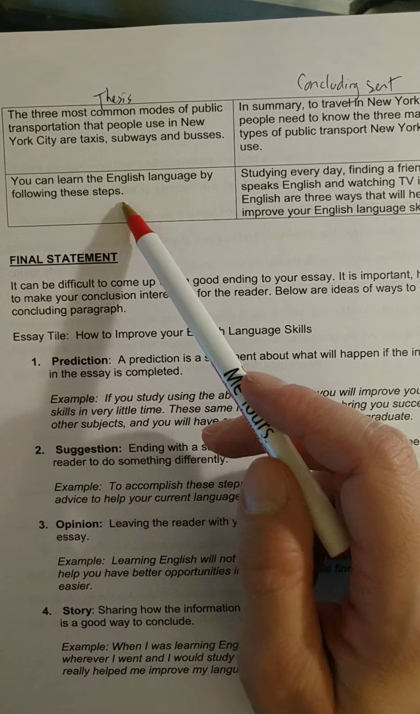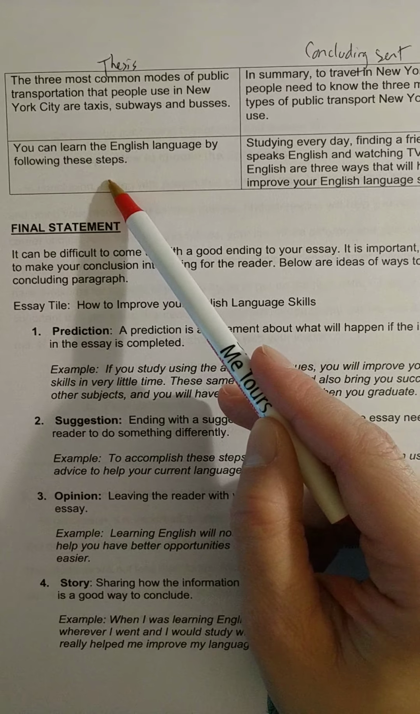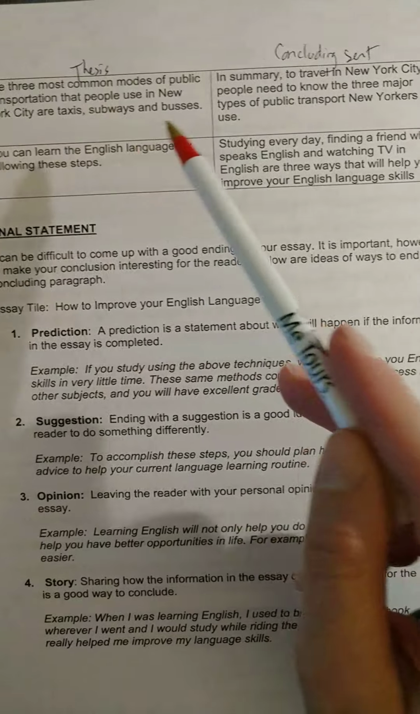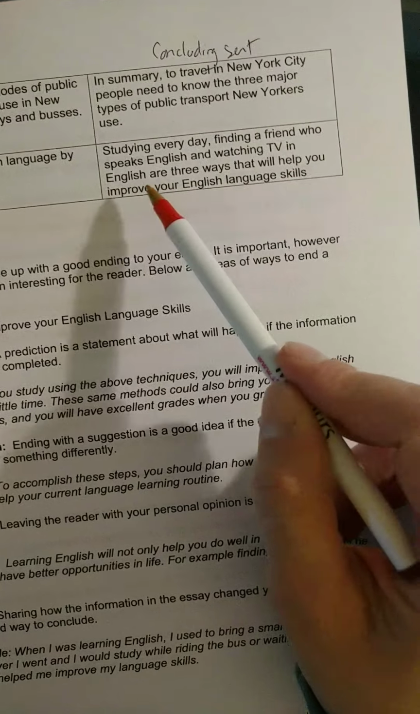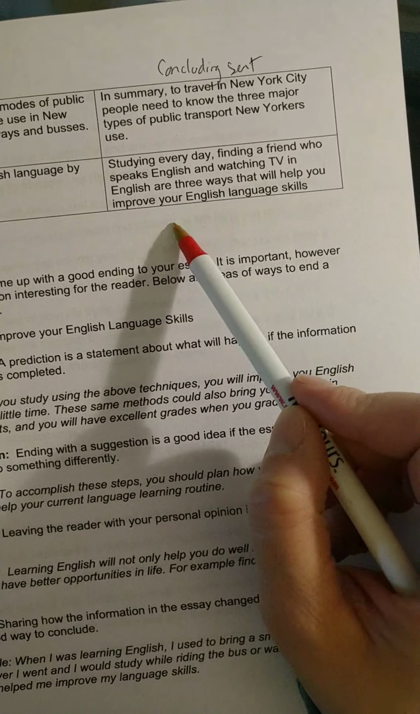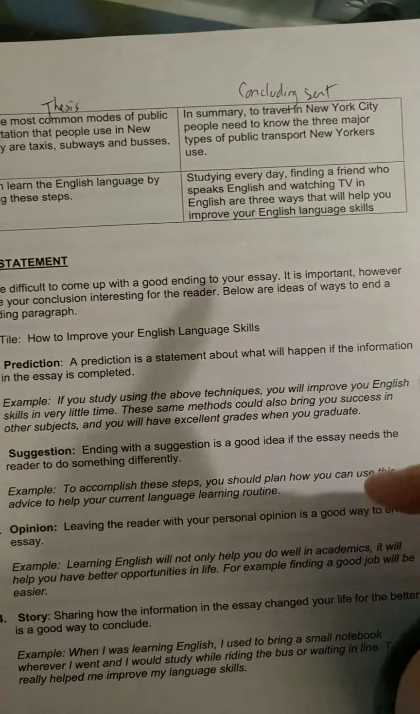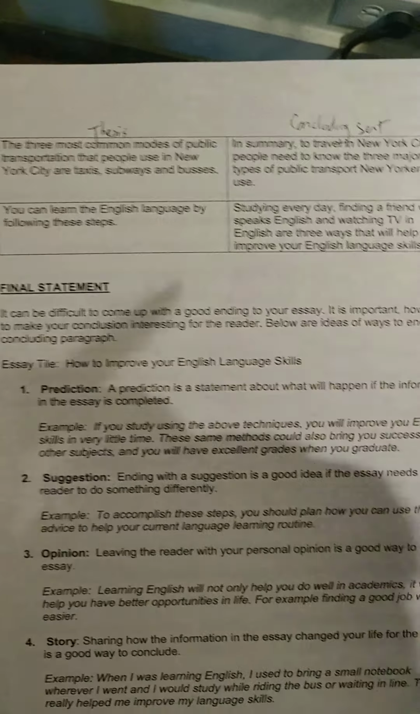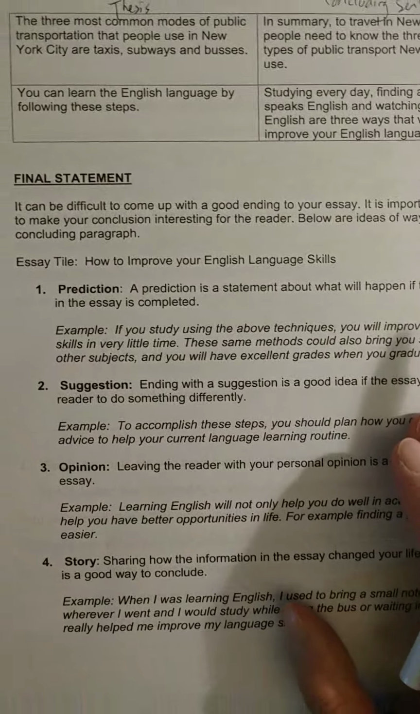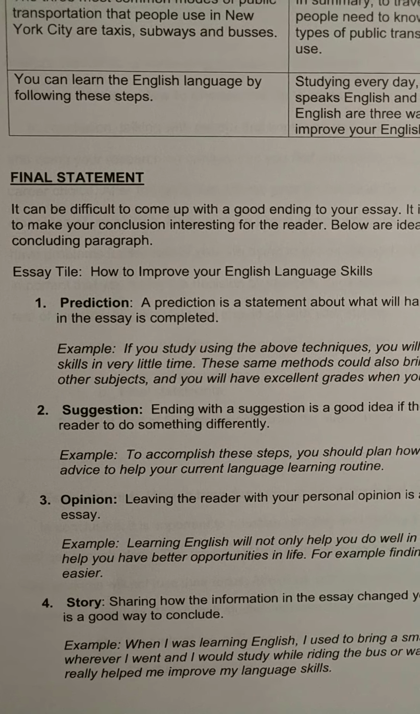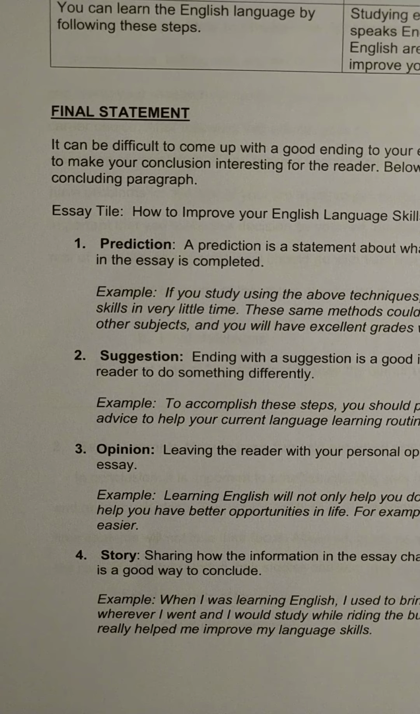Okay. Number 3, "You can learn the English language by following these steps." That's our thesis statement. And then the concluding sentence: "Studying every day, finding a friend who speaks English, and watching TV in English are 3 ways that will help you improve your English language skills." Okay, so different but the same ideas. So hopefully you understand a concluding sentence. You have been writing them in your paragraphs, so it's not so difficult of a concept for you.